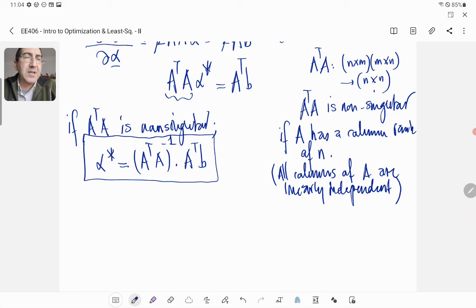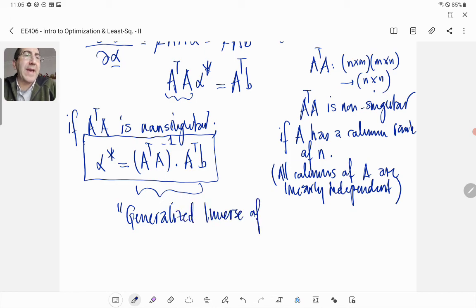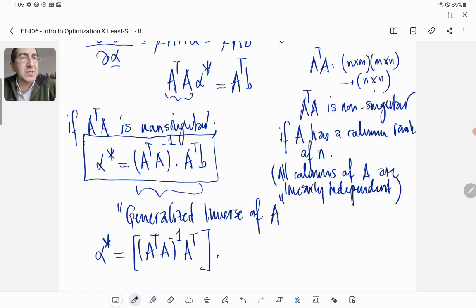Now this new matrix over here that multiplies B is often called the generalized inverse of A. That means if A is not a square matrix, but you still want to invert it in the so-called least squares sense, you talk about this generalized inverse of A. Okay, so alpha star is equal to this generalized inverse, A transpose A inverse A transpose, times B.